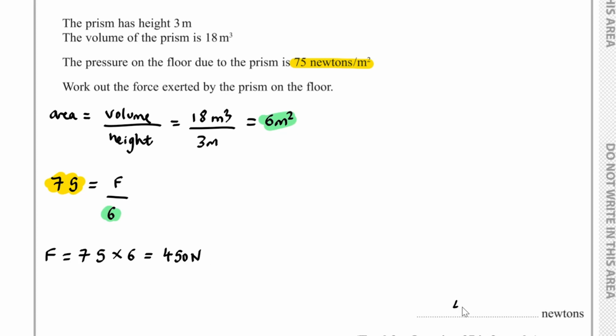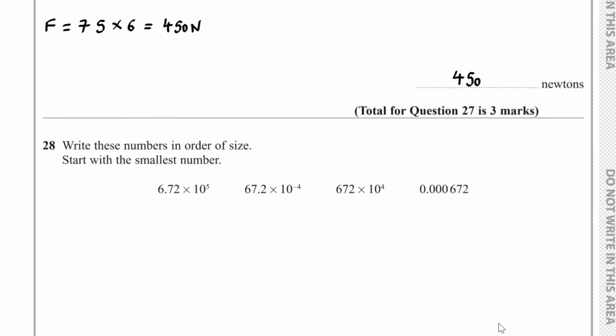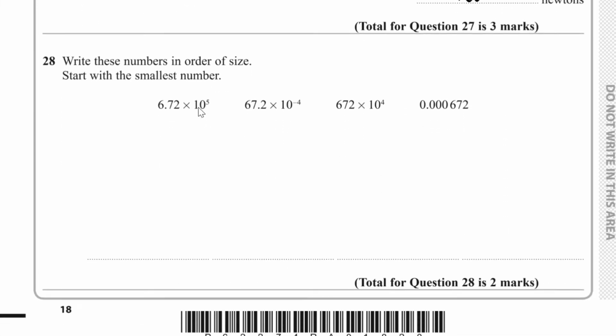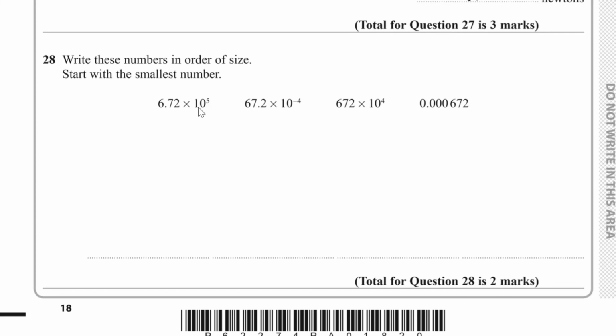So we got 450 newtons, and for question 28 we have to write these numbers in order of size. Start with the smallest first. So to do this question, you'll notice they are not all given in standard form, and just as a reminder of standard form, the number is in the form a times 10 to the power of n, where a is in between 1 and 10.